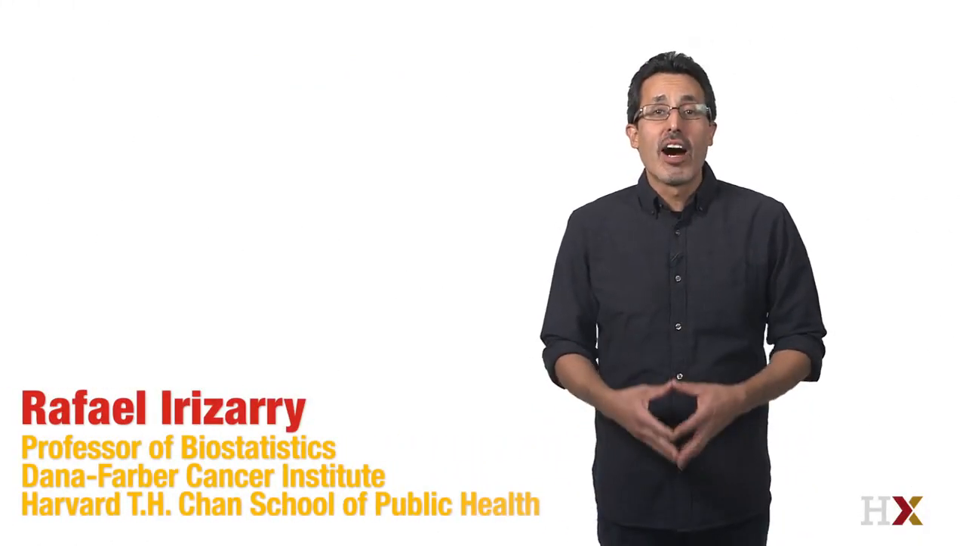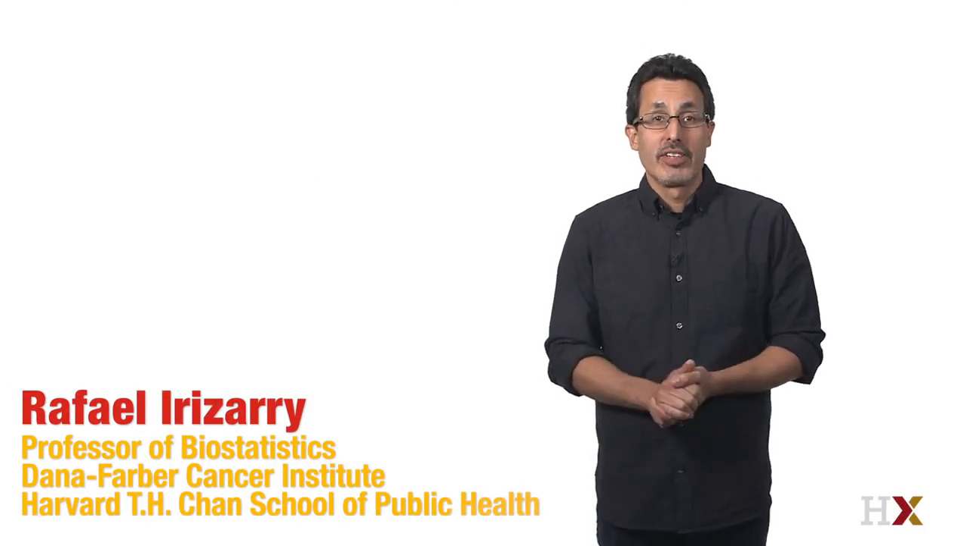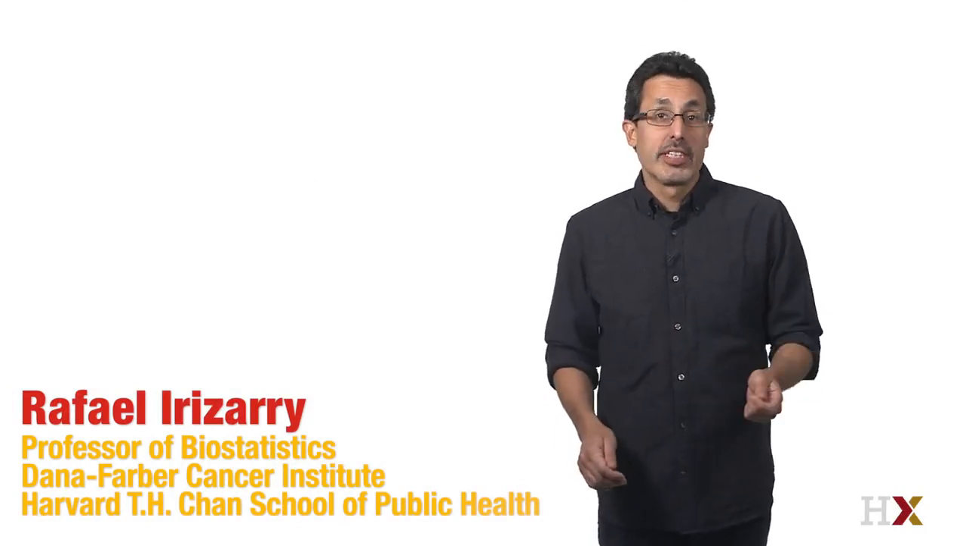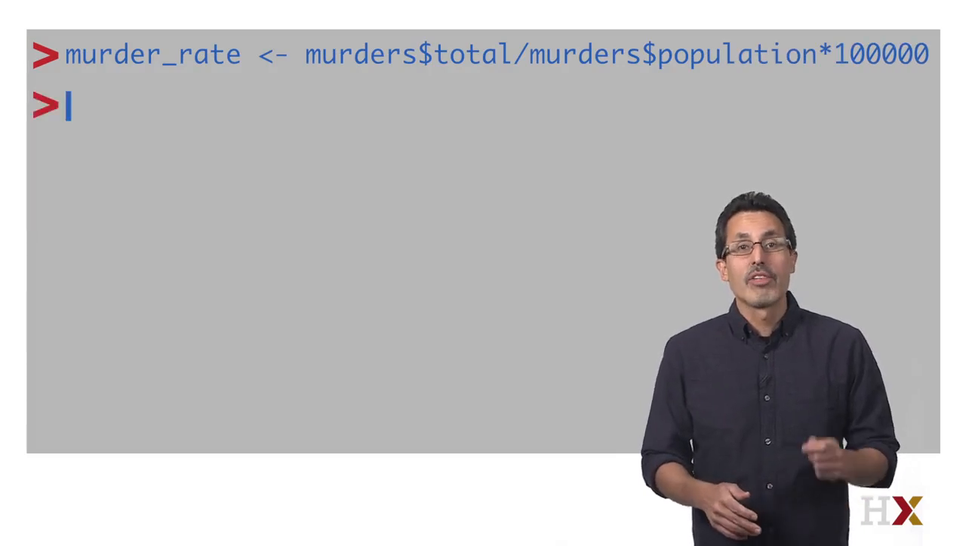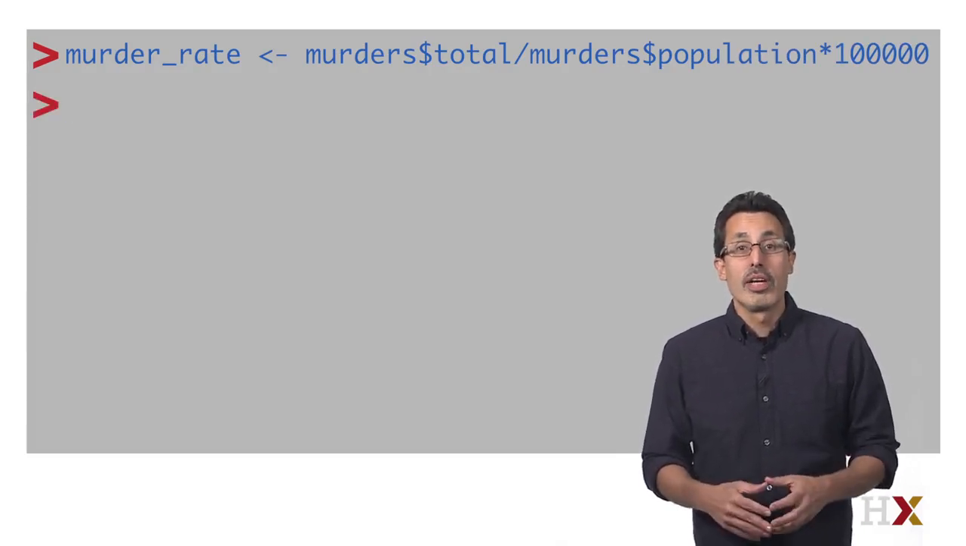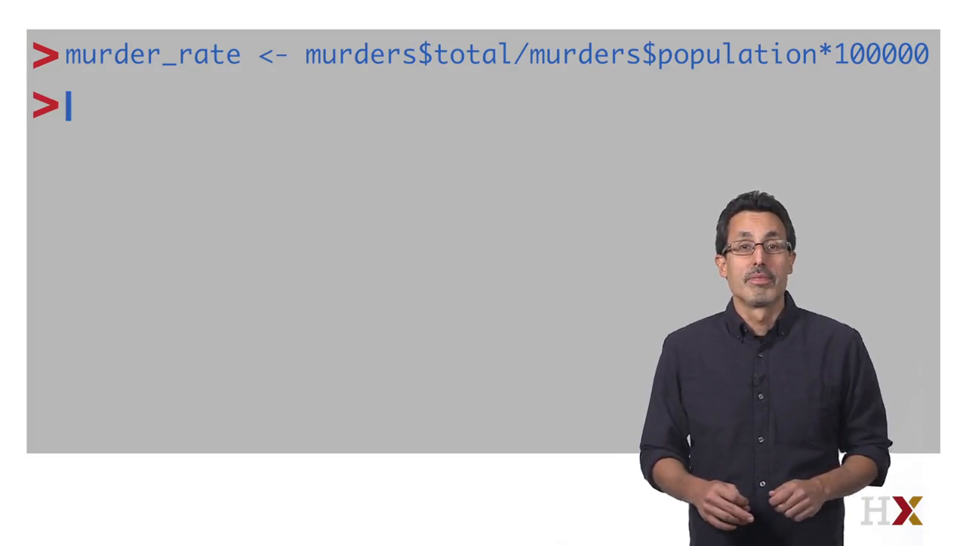R provides a powerful and convenient way of indexing vectors. We can, for example, subset a vector based on properties of another vector. We continue our US murders example to demonstrate this powerful approach using the murder rates we have already calculated.